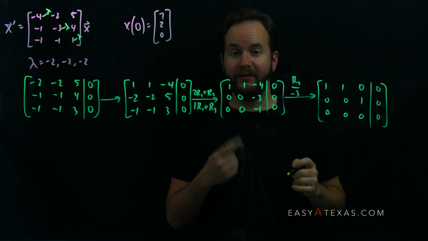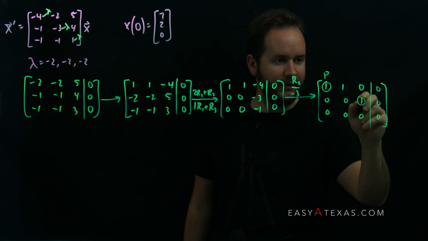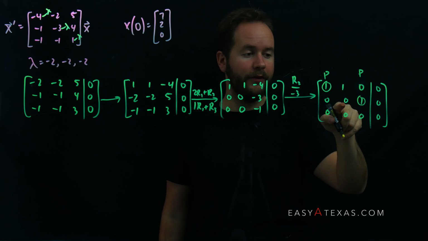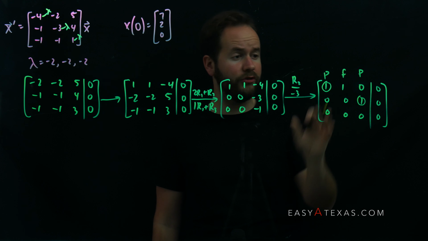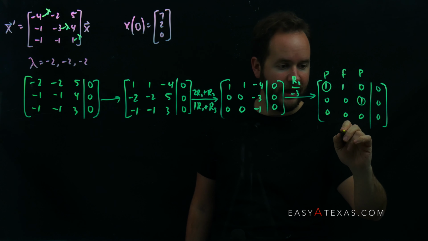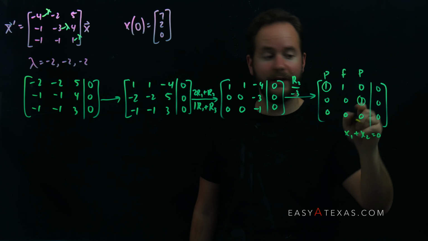I want to label my pivots and my free variables. This is a pivot. This is also a pivot. This cannot be a pivot because there's already a pivot in this row, and there's no non-zero terms underneath it, so this must be a free variable. Let's write the equations associated with these pivot values and this free variable.